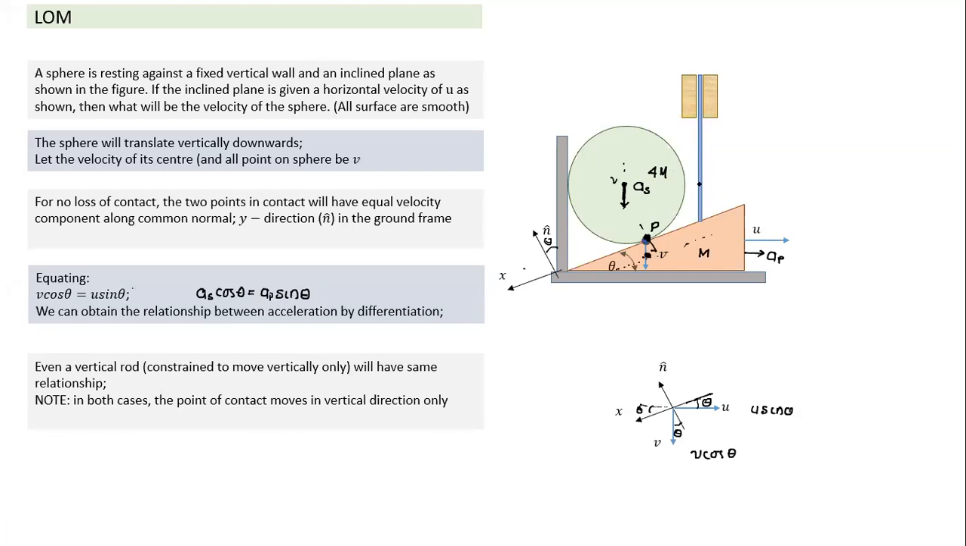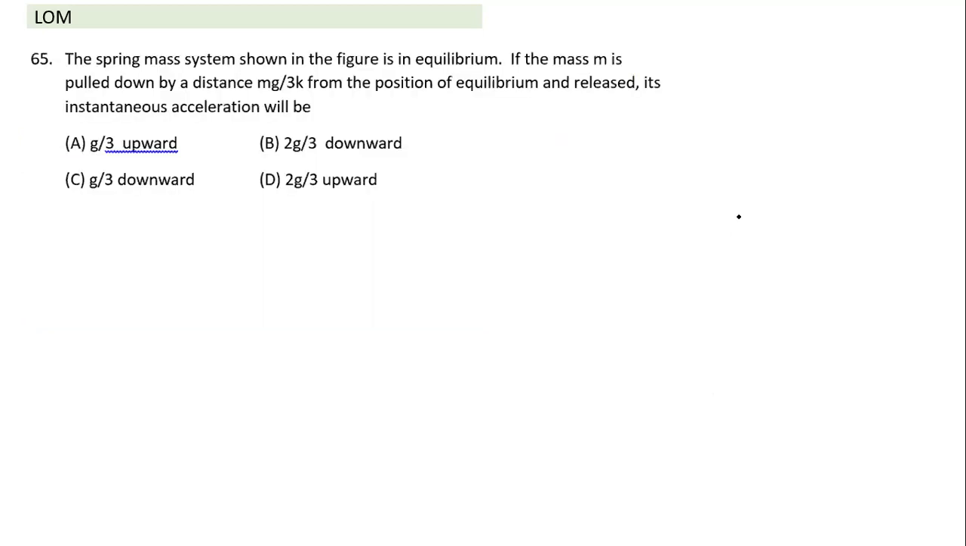This rod also will have exactly the same motion as the sphere has, because this is the point which is in contact. And as this prism moves here, this point of contact will keep moving down with a velocity which has a similar relationship as the sphere also. So any shape we replace, as long as it moves in the vertical direction, a similar relationship will apply.